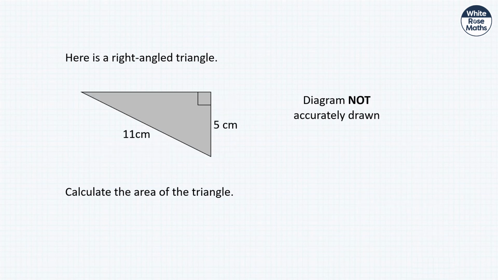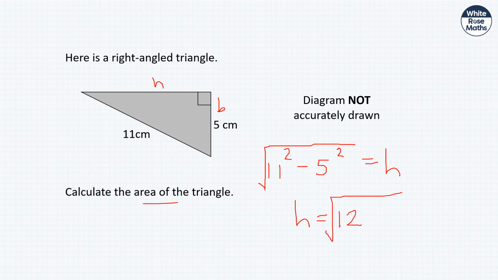This next one, here is a right angle triangle. Calculate the area of the triangle. Again, I've got the base here. I need the perpendicular height. So to work out the height, 11 squared, take away 5 squared, square rooted, is equal to h. So h is equal to the square root of 121, subtract 25. That will be the square root of 96, if I'm not mistaken, because 121 subtract 21 goes to 100, and then minus 4 is going to be 96. So leave that as root 96 for the time being.